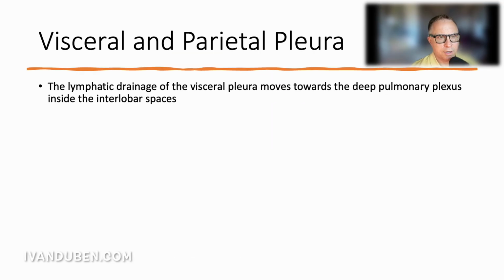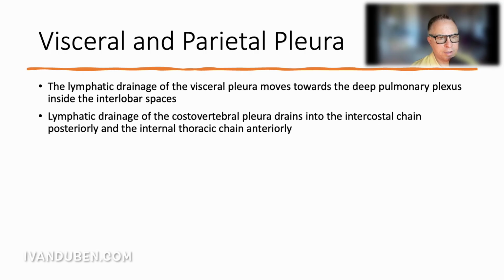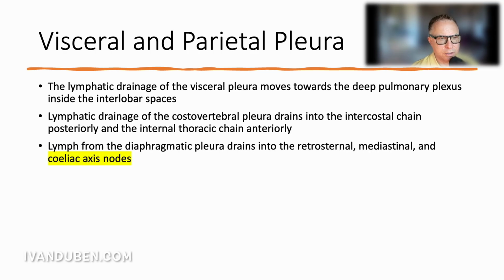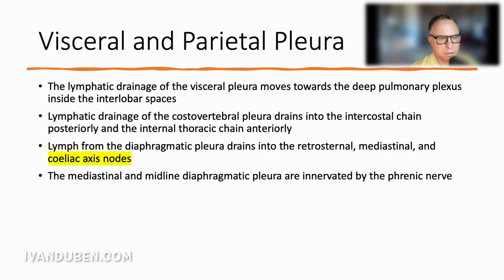Visceral and parietal pleura. The lymphatic drainage of the visceral pleura moves towards the deep pulmonary plexus inside the interlobar spaces. Lymphatic drainage of the costovertebral pleura drains into the intercostal chain posteriorly and the internal thoracic chain anteriorly. Lymph from the diaphragmatic pleura drains into the retrosternal, mediastinal, and celiac axis nodes. The mediastinal and midline diaphragmatic pleura are innervated by the phrenic nerve.